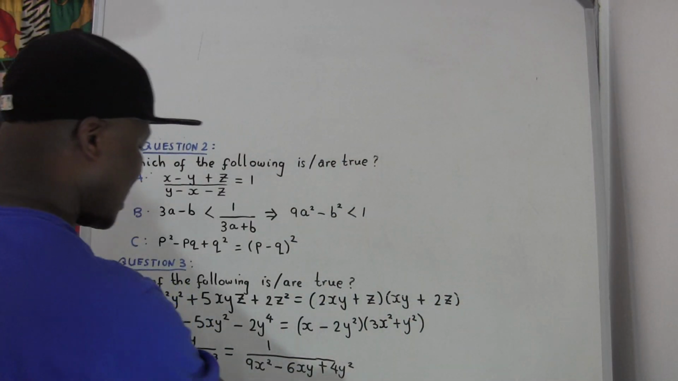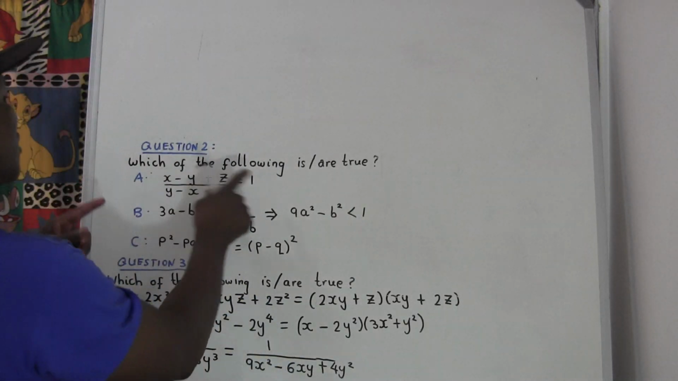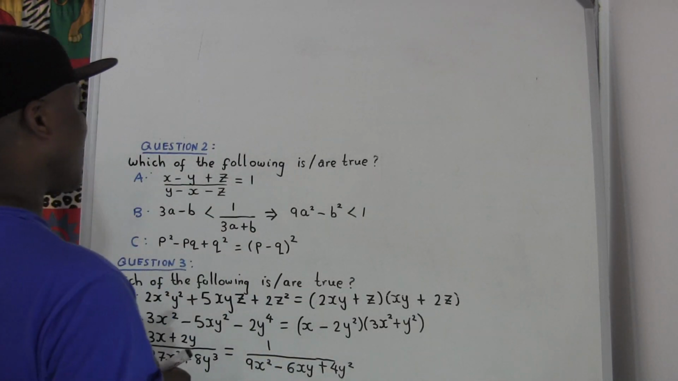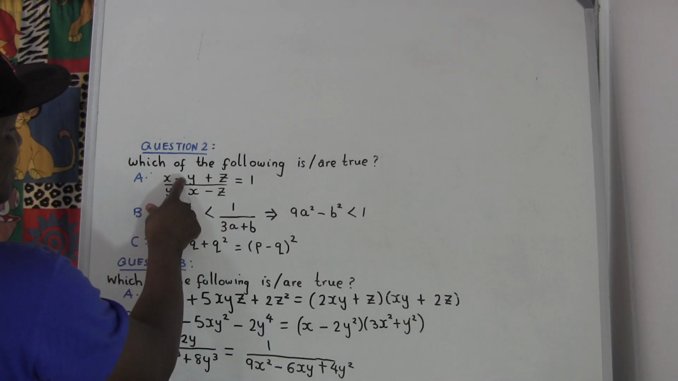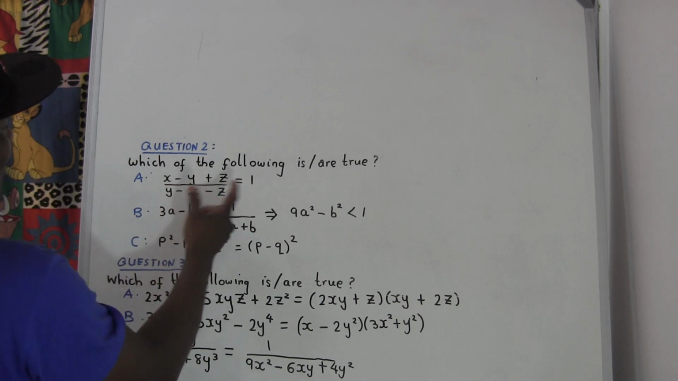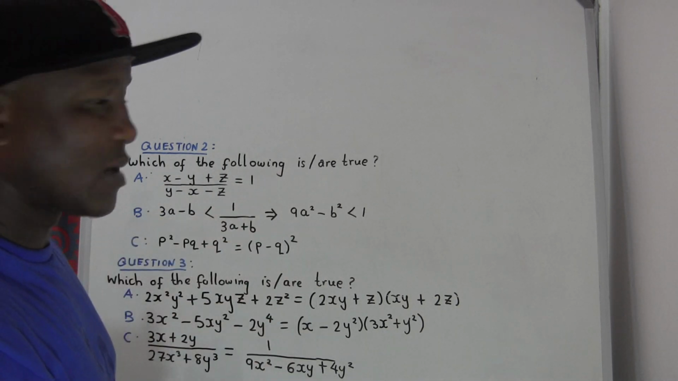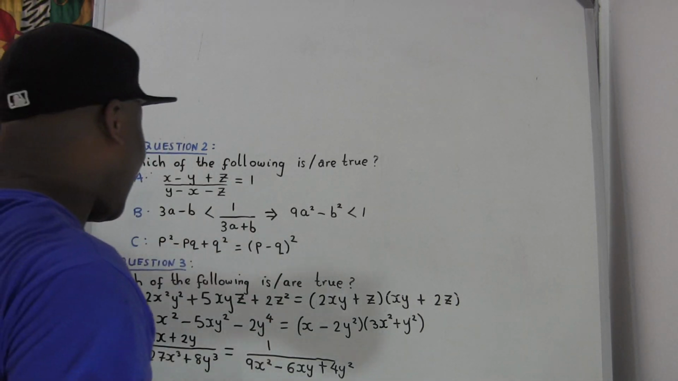Okay, so question number 2, they say, which of the following are true? So we want to see which is true. So what I'm going to do here, look, they look like the same, but the problem is this has minus, minus, this is plus, this minus. No, there's no way it's going to be equal to 1 because they're not similar exactly. You know what I'm saying?